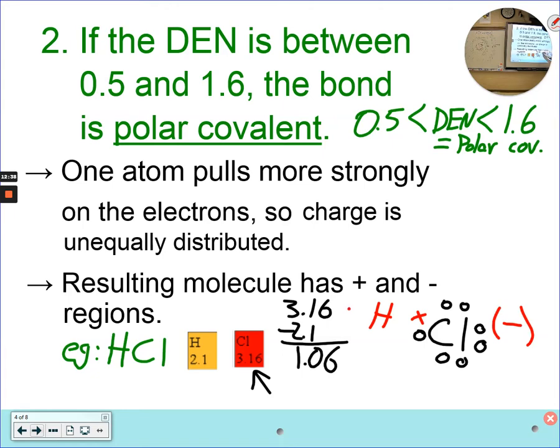This end down here is going to have a slight positive charge to it because the electrons are being pulled more this way. And that's going to be super important. We'll talk about why soon. Okay? Any questions on how we got that? All right.